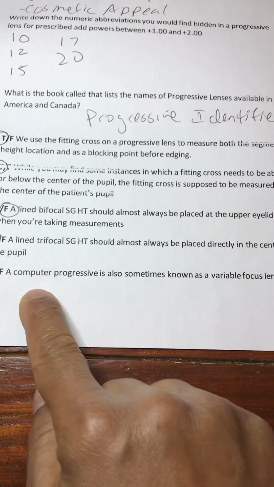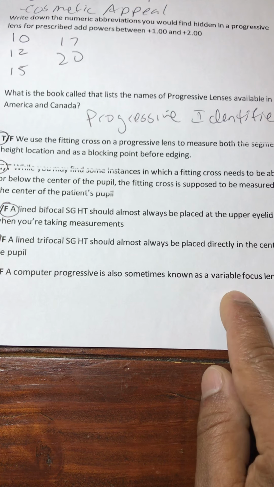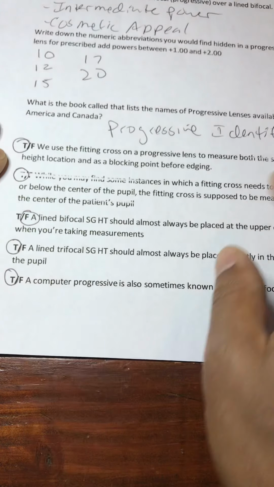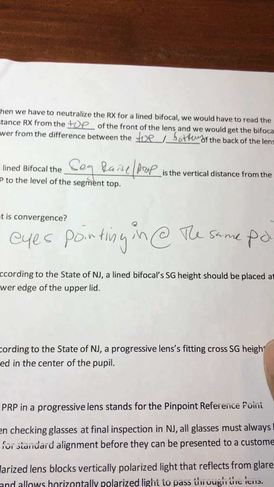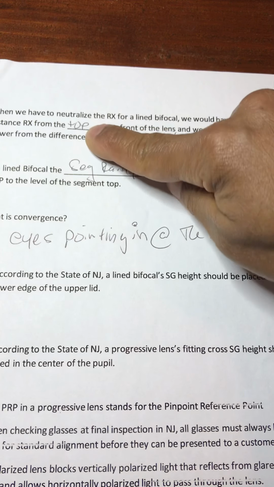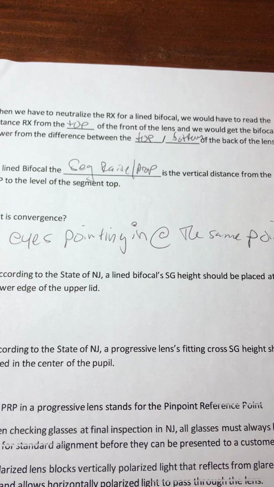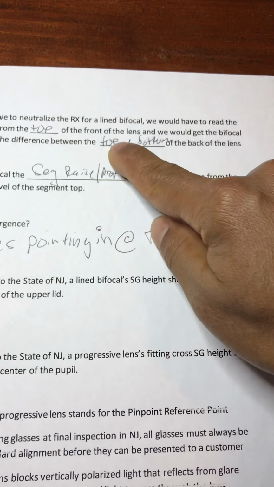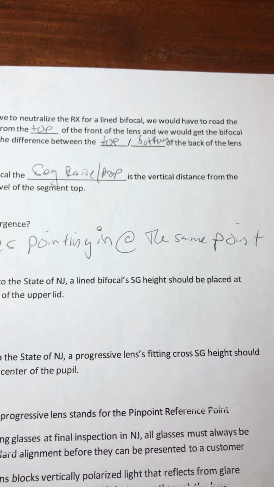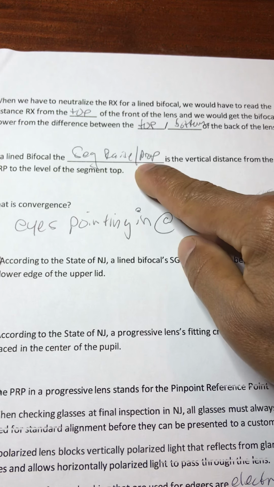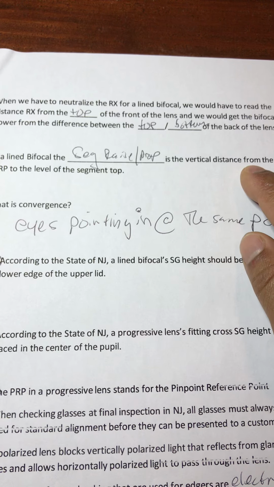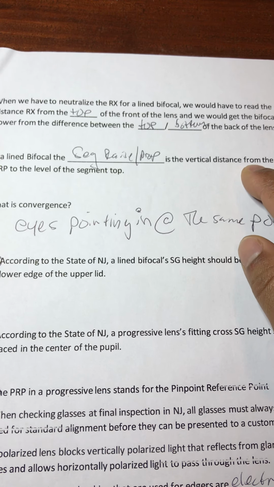Final one on this page, a computer progressive is sometimes known as a variable focus lens, and that is true. When we have to neutralize the RX for a line bifocal, we would have to read the distance from the top of the front of the lens, and we would get the bifocal power from the difference between the top and the bottom of the back of the lens. That's simple. In a lined bifocal, the seg raise drop is the vertical distance from the MRP to the level of the segment top. That was straight from the book.